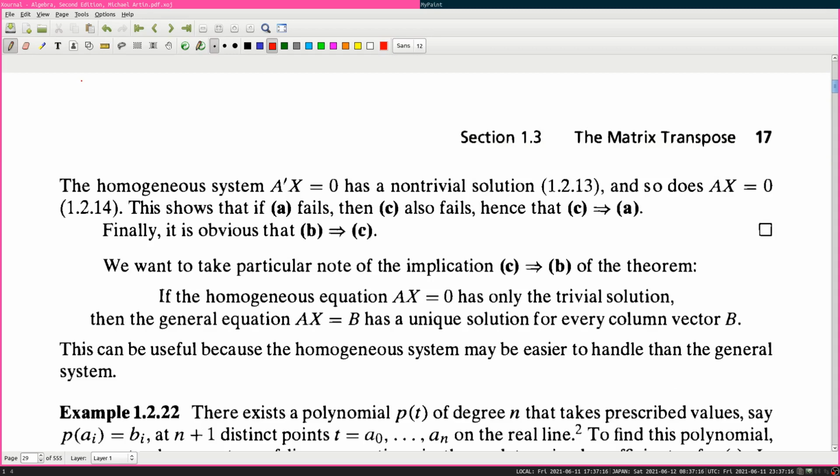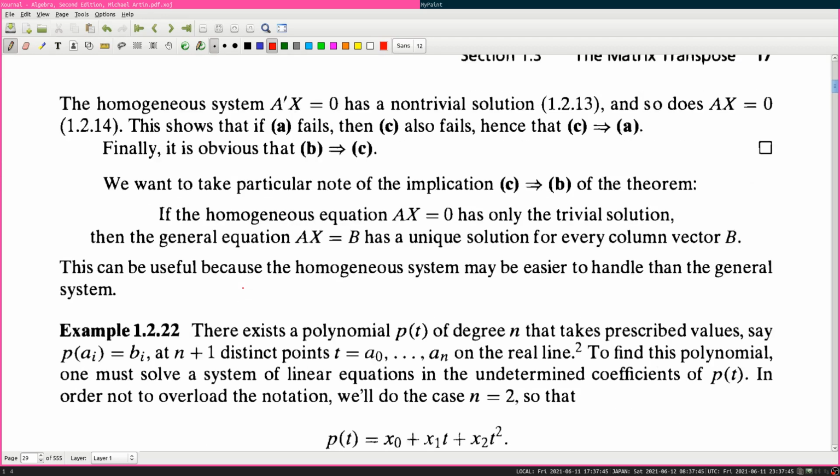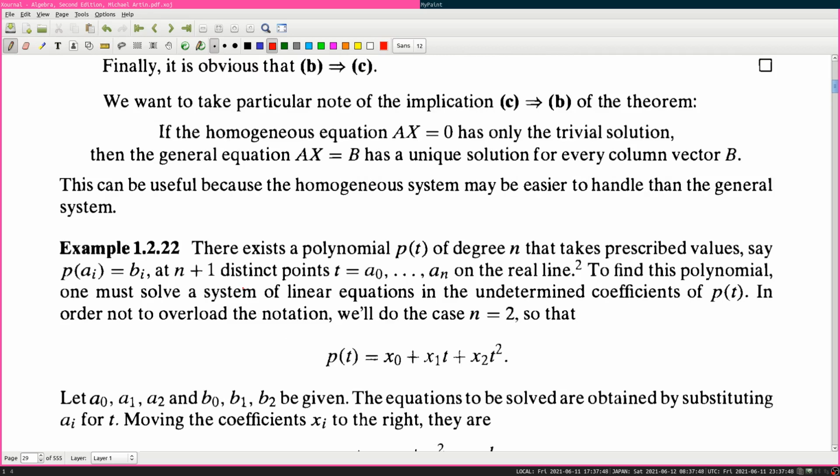We want to take particular note of the implication C implies B of the theorem. If the homogeneous equation Ax equals 0 has only the trivial solution, then the general equation Ax equals B has a unique solution for every column vector B. That is interesting. This can be useful because the homogeneous system may be easier to handle than the general system. If you know some linear algebra, that's just obvious.